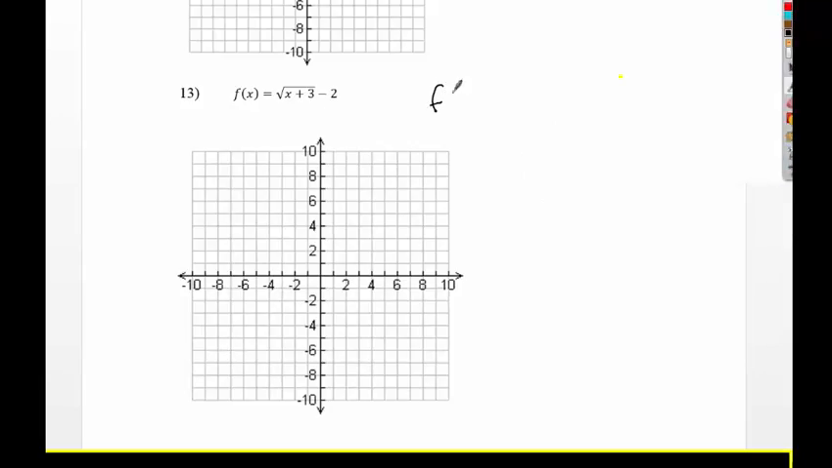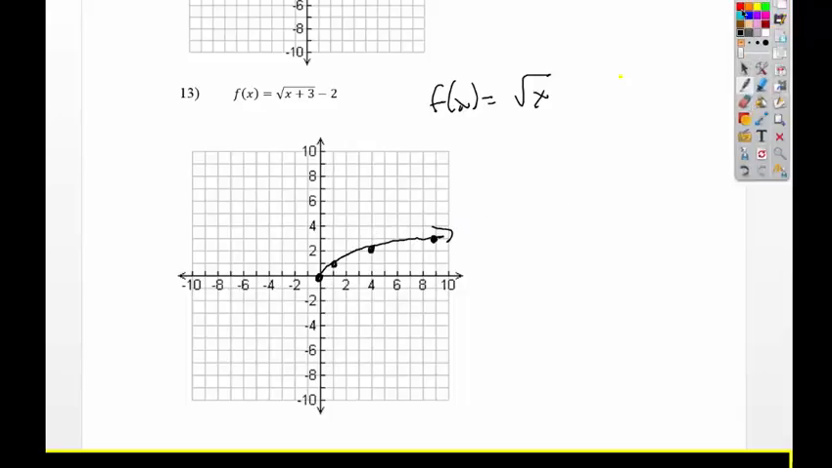All right, so for here, let's go ahead and maybe graph the parent function. And we know the square root of x. The square root of x at 0 is at 0. At 1, it's at 1. At 4, it's at 2. And at 9, it's at 3. So there's my parent function. That looks like that, the square root of x. So I know then it's going to do what?